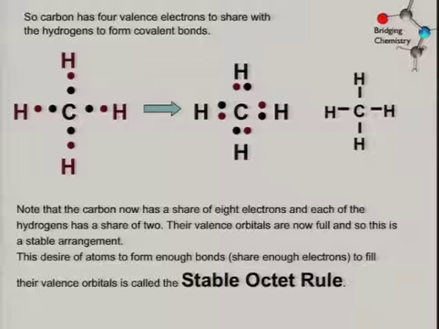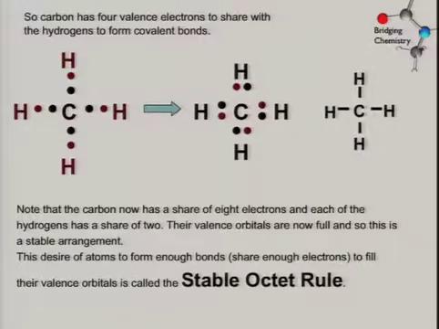And this is one of the very strong drivers for how bonding works and how indeed molecules are put together. Atoms will interact with other atoms and make covalent bonds so as to try and fill up their valence orbitals in some way or other. And this is given a name. It's called the stable octet rule.